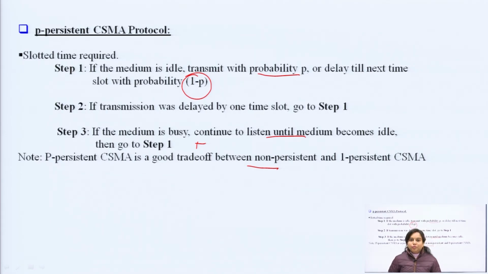So, there are 3 types of persistent techniques that we have seen. P persistent, which means we transmit the data with probability P, is much better as compared to non persistent and 1 persistent.